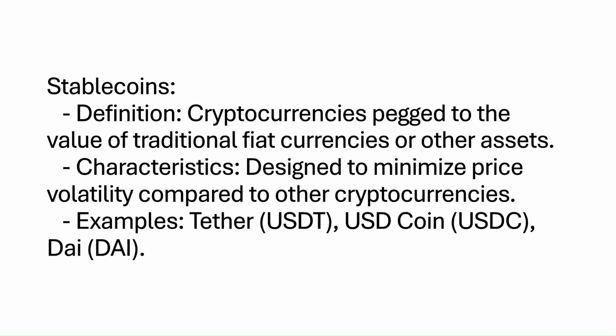Definition: cryptocurrency, USDT and other stable coins. Definition: cryptocurrencies pegged to the value of traditional fiat currencies or other assets. Characteristics: they are designed to minimize price volatility compared to other cryptocurrencies. Examples are Tether, USDT, my favorite, USDC rather, USDC, Circle's USDC, and DAI.